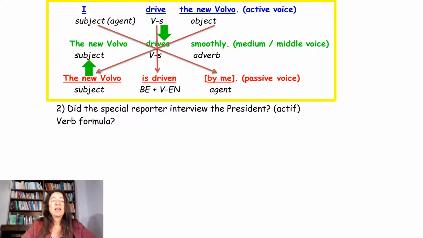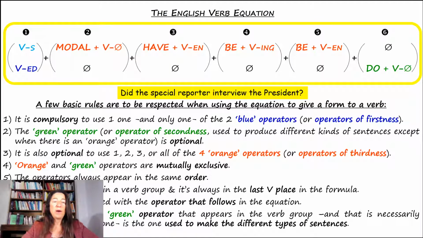What's the formula for the verb here in this sentence? So let's go back to the English verb equation and ask ourselves the questions. In this sentence, do we have the present tense or the past tense? Well, obviously, this is the past tense. So let's highlight the symbol for the past tense, VED. And then, question number 2, do we have a modal in this sentence or not? Well, obviously, there's no modal.